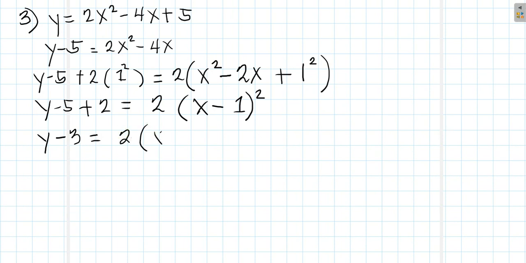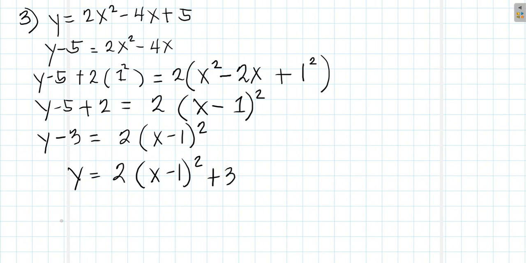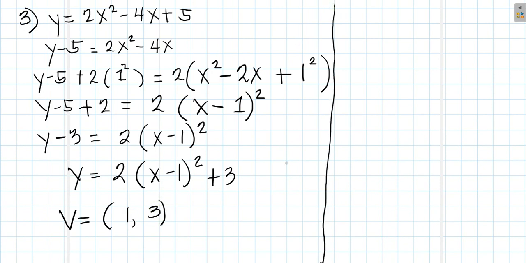So therefore, y, negative 5 plus 2 is equal to negative 3, is equal now to 2 times x minus 1 squared. Then transpose: y equals 2 times x minus 1 squared plus 3. So the vertex here is equal to 1 and 3. Okay? How about using the formula?